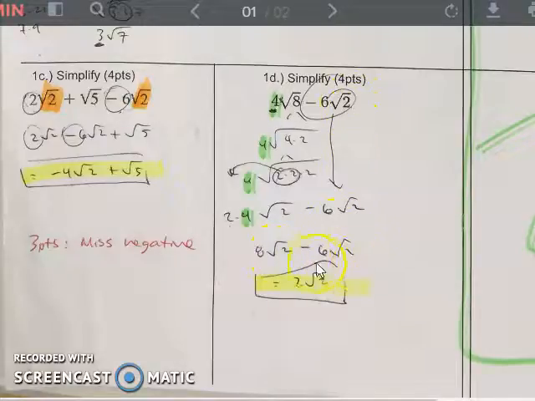This one just comes down. You notice they are like terms. Therefore, 8 minus 6 is 2, and you do nothing to the radical sign.